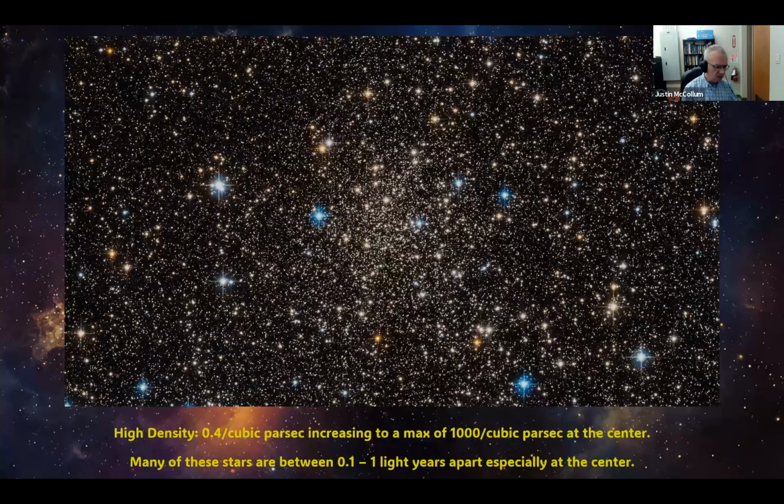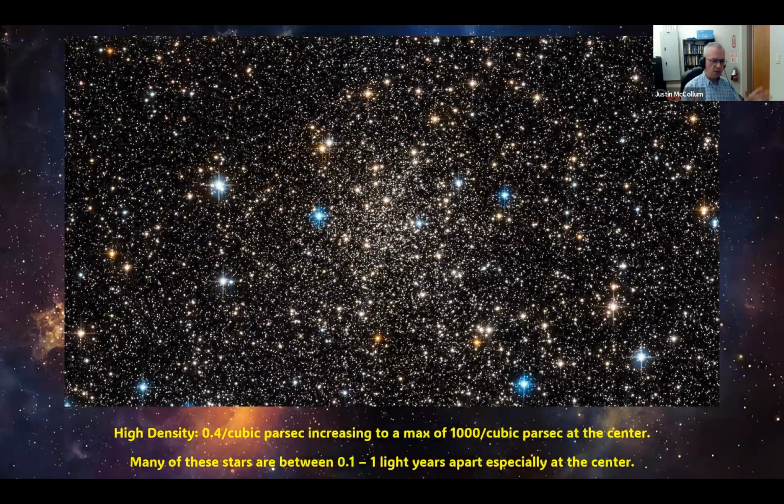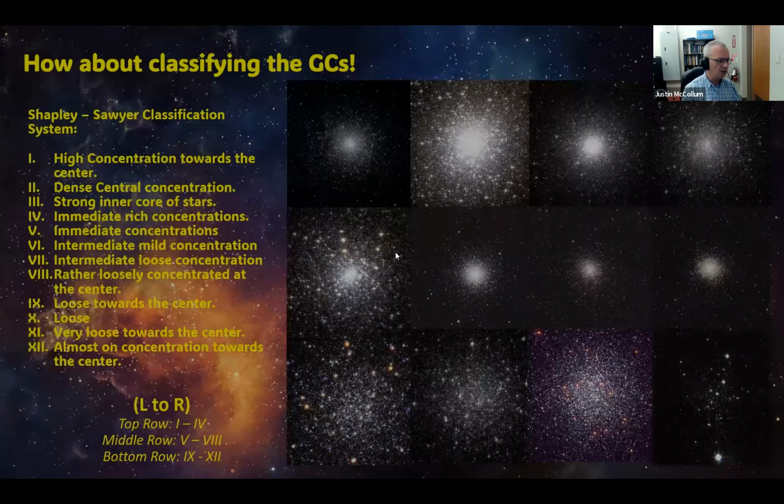So with the high density, the stars are very close together. You can have anywhere from 0.4 per cubic parsec, increasing from the edge of the globular cluster up to 1,000 stars per cubic parsec. So they're really tight. They can be less than 1/10 of a light year apart from each other, versus the 4.5 light years between the stars in our own local neighborhood. So they can be very packed together.